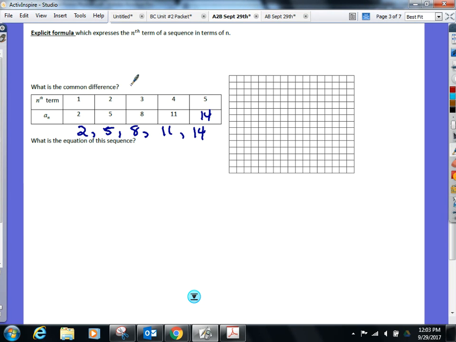Common difference. I should have done this before in the last slide, but the symbol for common difference is lowercase d. Now here's what I want right now. I'm going to help you write an equation that represents this sequence. And this equation we're going to start referring to as an explicit formula.